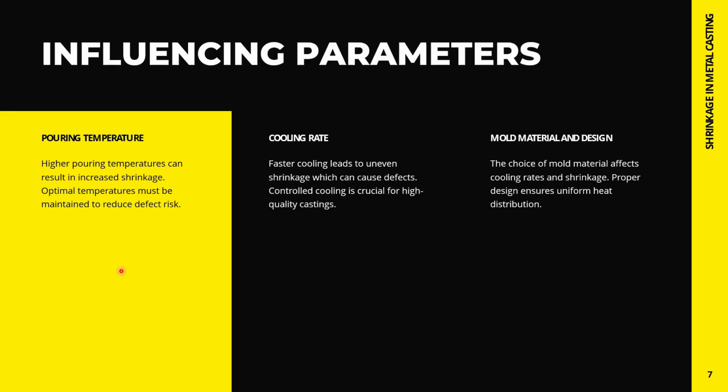The extent of shrinkage is influenced by several process parameters. Pouring temperature: higher pouring temperature can result in increased shrinkage. Optimal temperatures must be maintained to reduce defect risk. Cooling rate: faster cooling leads to uneven shrinkage, which can cause defects. Controlled cooling is crucial for high quality castings. Mold materials and design: the choice of mold material affects cooling rates and shrinkage. Proper design ensures uniform heat distribution. By optimizing these parameters, we can significantly reduce shrinkage defects.